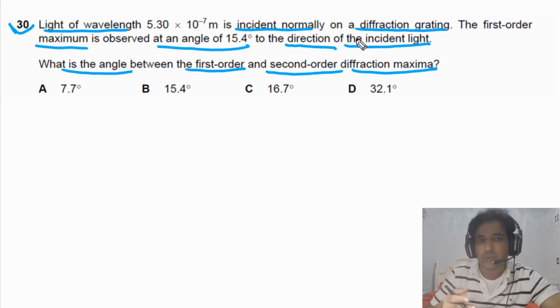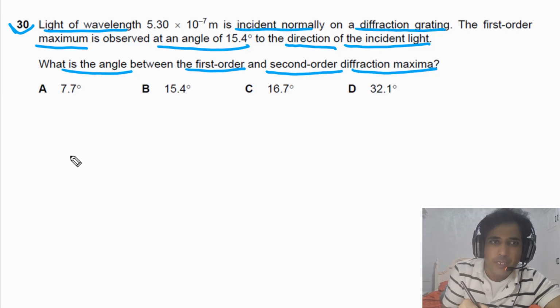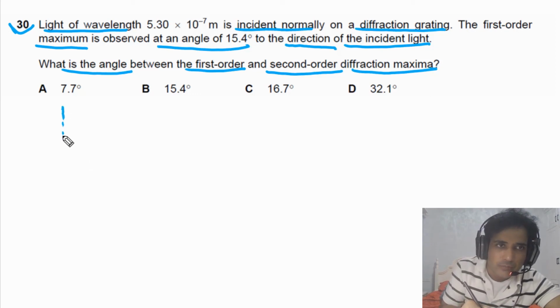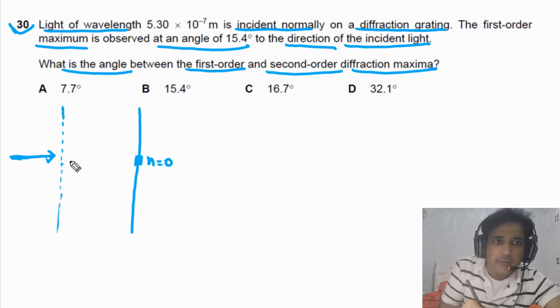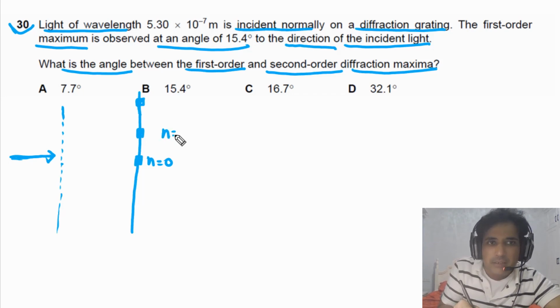First thing we need to understand, this question is about a diffraction grating. So we can draw the diffraction grating here, and we can imagine this is the light. Light is coming from here, and we have a screen here, and at the center we have the central bright fringe. So n for this one is equal to 0, and the first fringe we observe here is n equal to 1. This one we can say n is equal to 2.